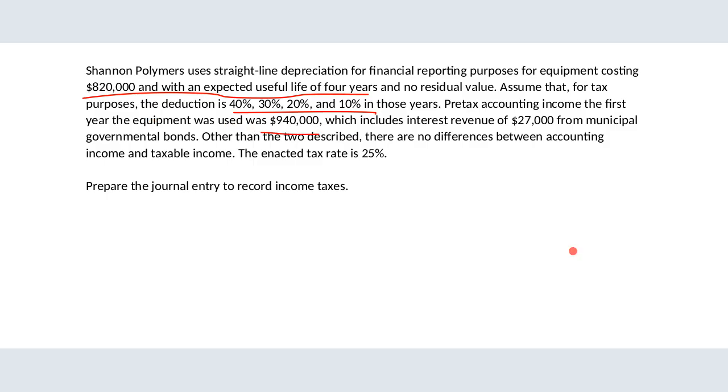Okay, so pre-tax accounting income is 940,000, which includes interest from municipal bonds of 27,000. So what do we know about interest from municipal bonds for tax purposes? They're tax exempt, right? They're excluded from taxation. And they're forever excluded, which means this is going to be a permanent difference. So I'm going to put a P here, while the depreciation is just a temporary difference.